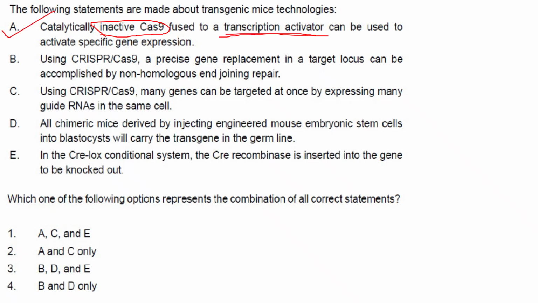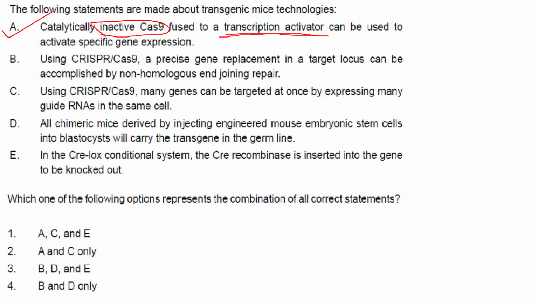Now, how is it done? So, this inactive Cas9 can bind to DNA as well as form a complex with the guide RNA, and it is fused with the transcriptional activator. The transcriptional activator, I told you, promotes or enhances gene expression.